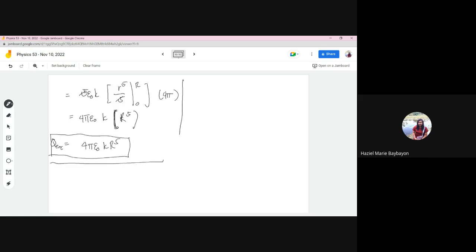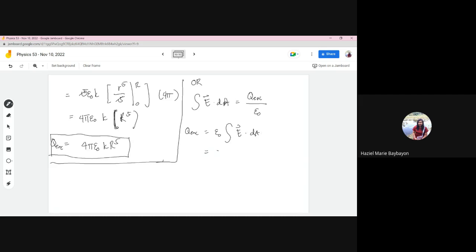Or you can solve it using this: the integral of E dot dA. This is Gauss's law in integral form. The integral of E dot dA is equal to Q enclosed over epsilon naught. From here, your Q enclosed is equal to epsilon naught multiplied by the integral of E dot dA.